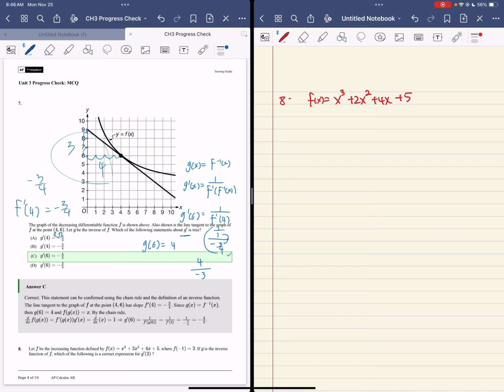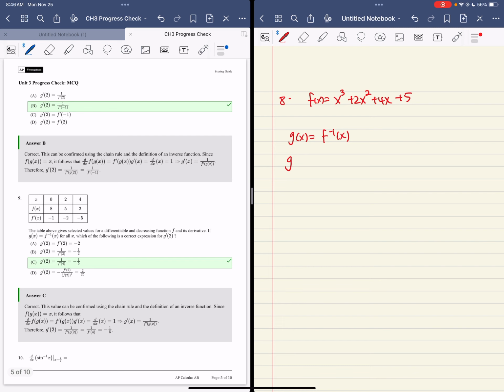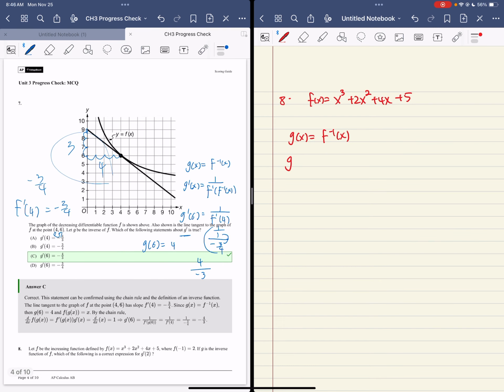Okay, so g is the inverse of f. So you want to find g of 2, right? So let's say g of x is equal to f inverse of x. And what you want to know is g prime of x. So according to this, it's going to be 1 over f prime of f inverse of x. So that's a basic.